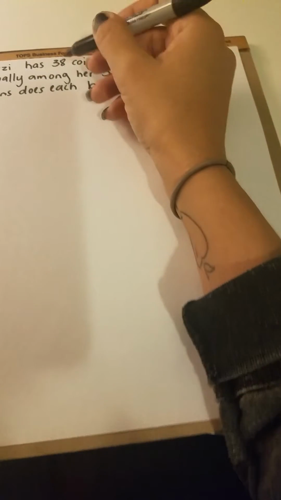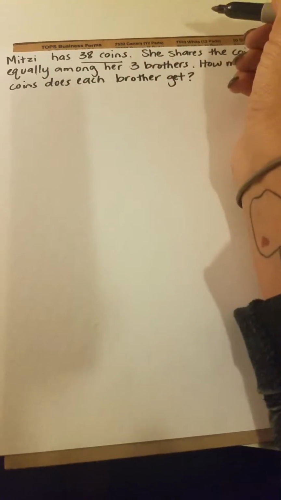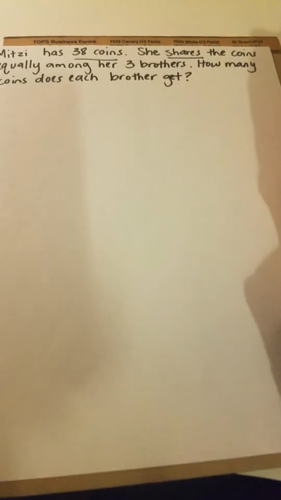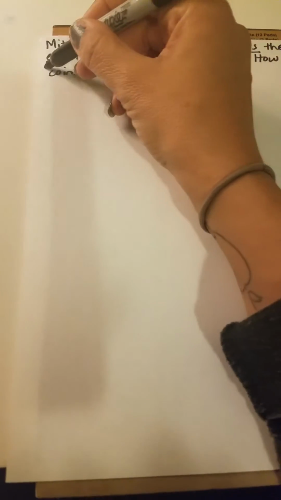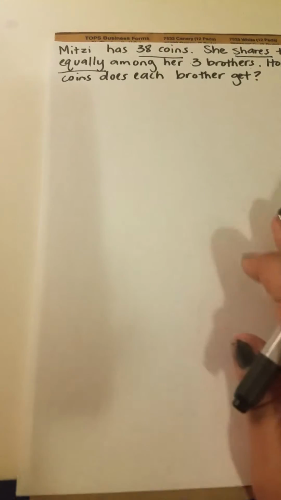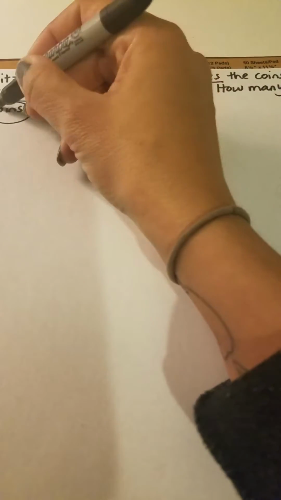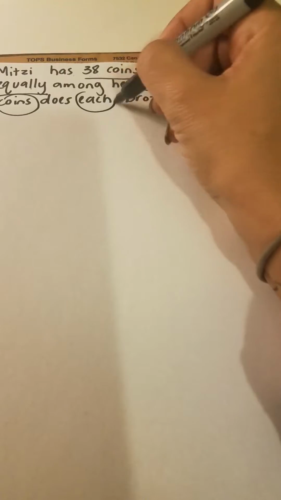Okay, so again, important information is that we have someone with 38 coins. She shares, that's a pretty important word, the coins equally. This is really important too. That means everybody should get the same amount. Nobody should get more or less. And we have 3 brothers that are going to equally get those coins. And the question is, how many coins, that's going to be my answer, in coins, does each, really important, each brother get? Okay, so kind of the same idea.